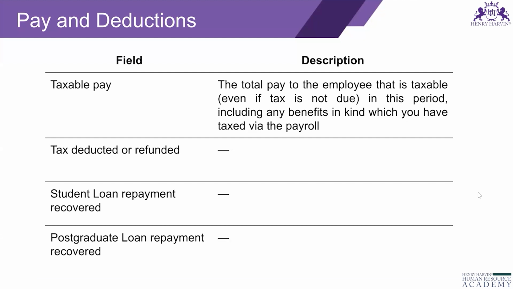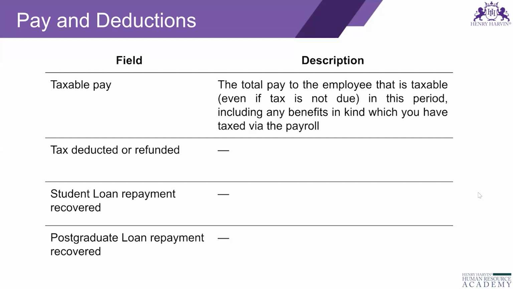Then, tax deducted or refunded. It will be mentioned like refunded. If there is a refund, it will be in minus. So that tax will be for this period, for the month you're reporting. Student loan repayment recovered: any student loan deducted will be mentioned in this column for the employee for this period. If there is a postgraduate loan repayment, then it will be mentioned here.